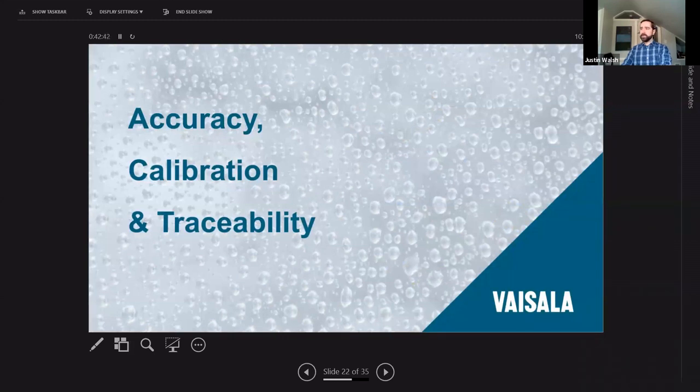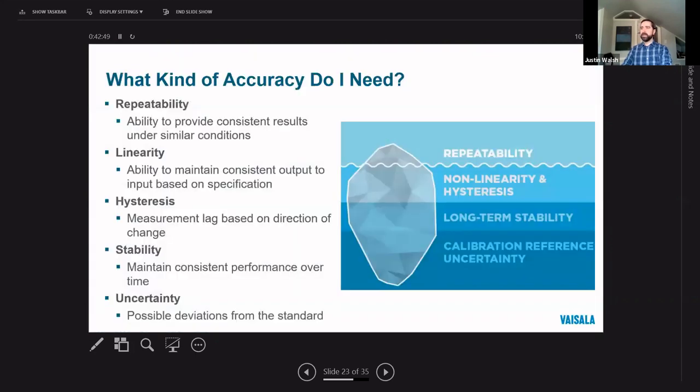So speaking of accurate measurements, now let's take a closer look at what that actually means and how to maintain it. There are a number of different ways to express accuracy, and they go beyond the simple difference between the measured result and the true value.